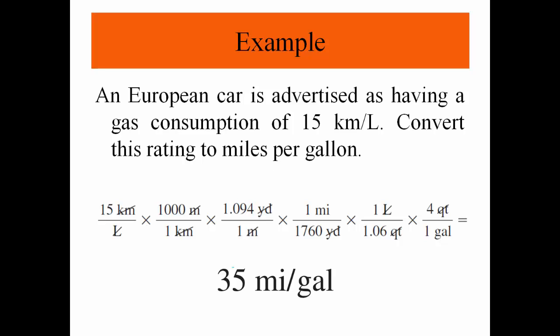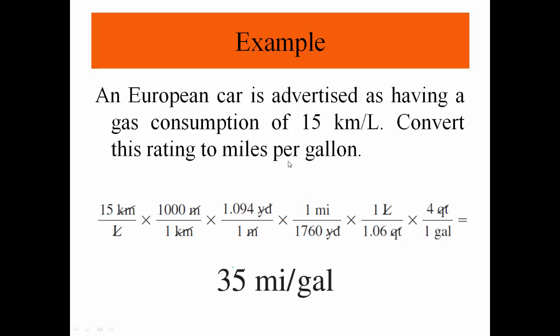Next example, a European car is advertised as having a gas consumption of 15 km per liter. Convert this rating to miles per gallon. So we need to do the conversion for kilometers to miles and liter to gallon. So here we have 15 km per liter. So we need to convert kilometer to miles. So we have 1000 meter per kilometer, 1.094 yard per 1 meter, and 1 mile per 1760 yard. So this part is for converting kilometer to miles.